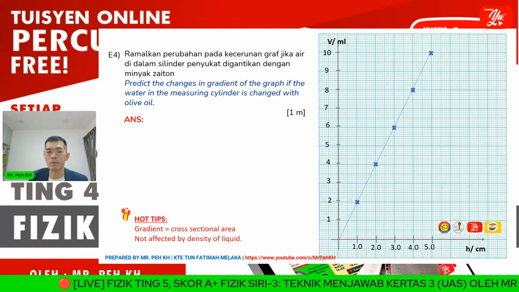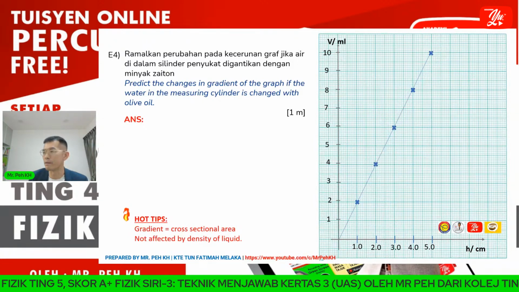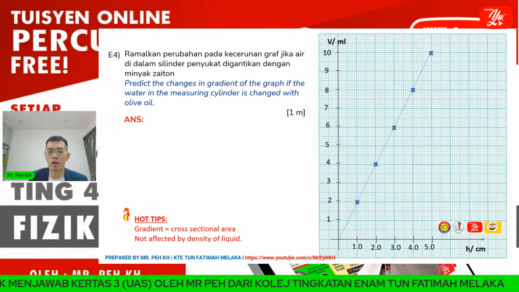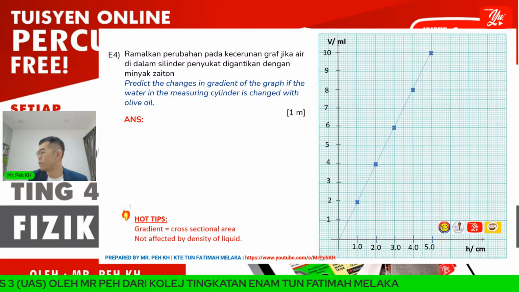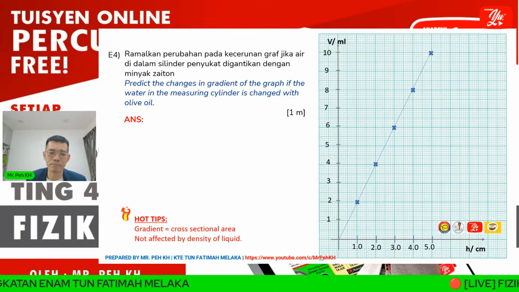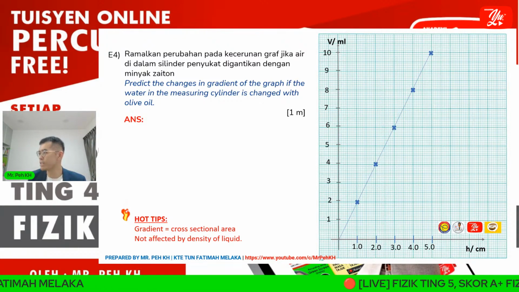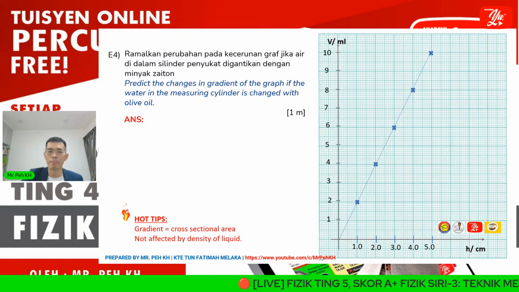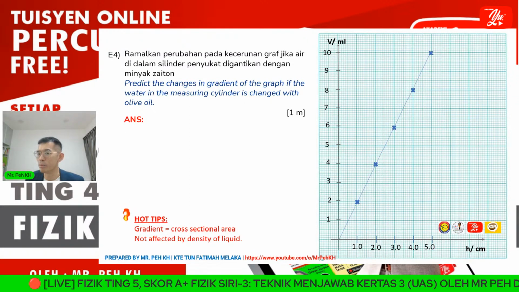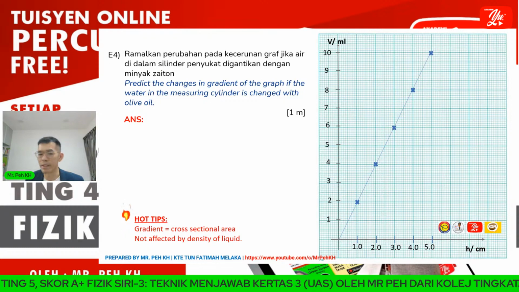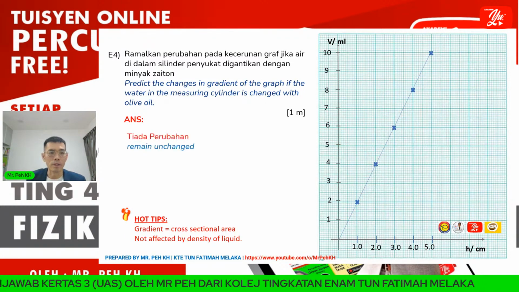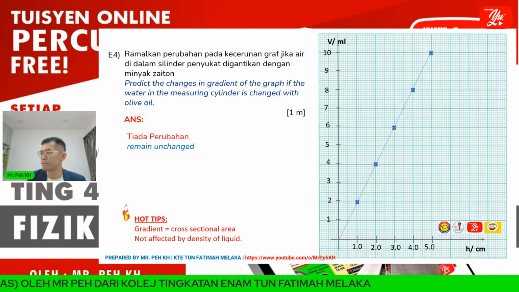Because, just like I mentioned already, the cross-sectional area represents the gradient. Now the liquid's density change will not affect the gradient. The gradient we measure is the cross-sectional area, so the increase values will show the same. So the gradient will remain the same. The answer will be no change.